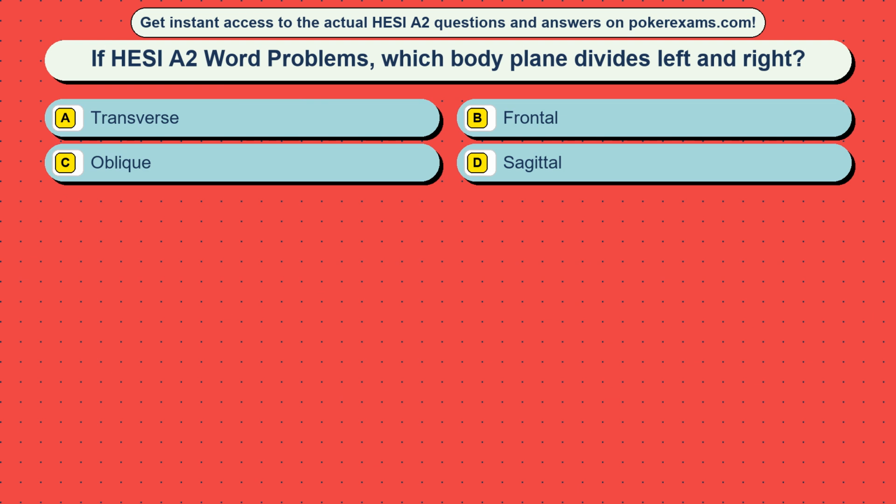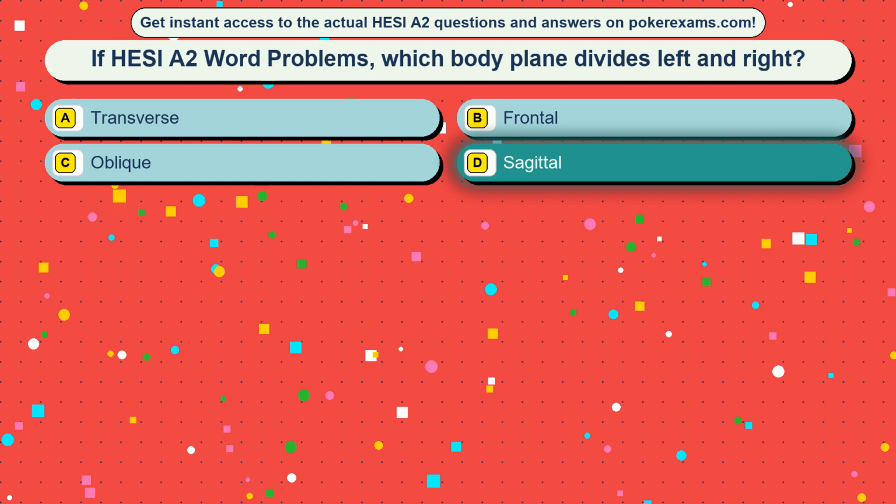Question 30. In HESI A2 problems, which body plane divides left and right? Option A, transverse. Option B, frontal. Option C, oblique. Option D, sagittal. The correct answer is option D, sagittal.